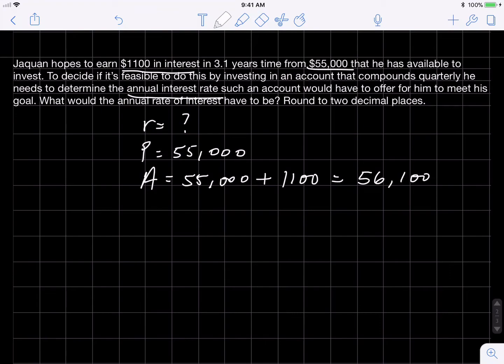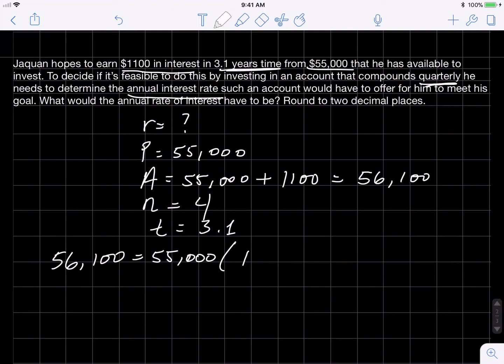Again, we don't know r. Do we know how we are compounding? Yes. We know that we're compounding quarterly, which implies that n is equal to 4. And we also know the time, which is 3.1 years. Putting that all into the equation, we have 56,100 equals 55,000 times 1 plus the rate, which is unknown, divided by the 4 for their quarters here, to the exponent of 4 times 3.1.